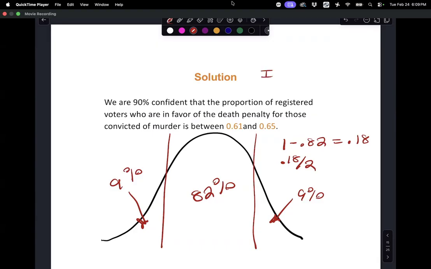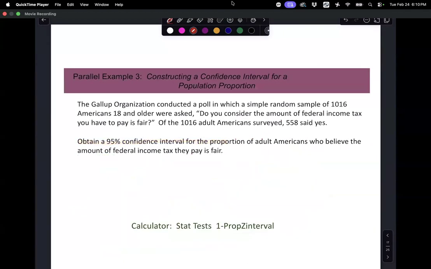So I'm going to do inverse norm with 0.91. And this is going to give me the z-score for the 82% confidence interval. So that gives me that critical value, and that's the critical value that you would use. So your z sub alpha divided by 2 would be given to you by that. Does that make sense? Okay, good.